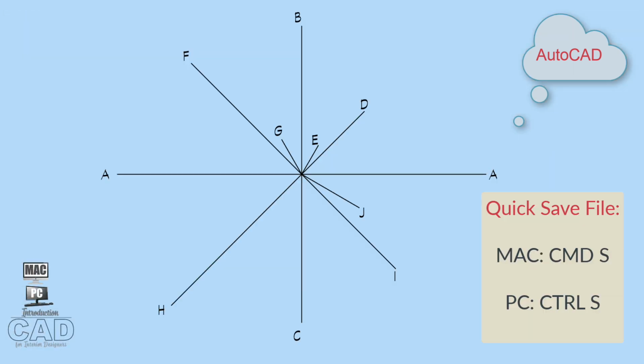Complete a quick save of your file. On a Mac, this is the keyboard combination Command S. On a PC, this is the key combination Control S. Quick save commands only work if you have remembered to save as earlier in the work session. This ends the angled lines tutorial.